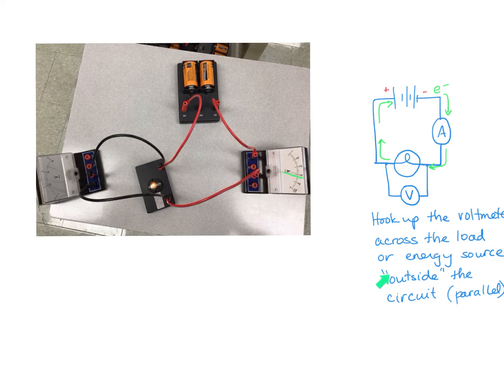And when you do, hook it up outside the circuit. So don't put it in the middle of the circuit. Don't separate this and insert it in here, right? Make sure it's outside the circuit, or really in parallel. So do you see how this is similar to the parallel arrangement of the light bulbs we had in our parallel circuit? So hook up the voltmeter outside the circuit.